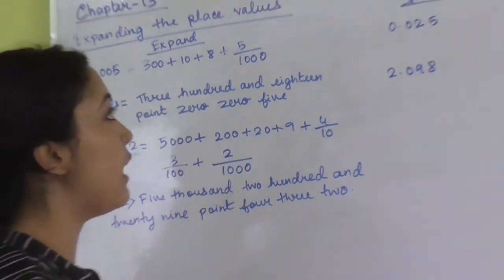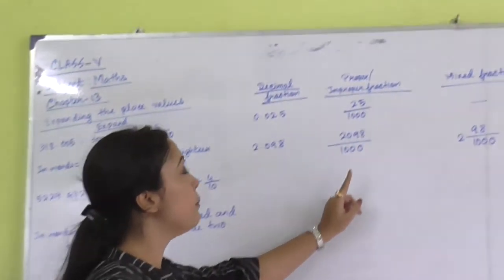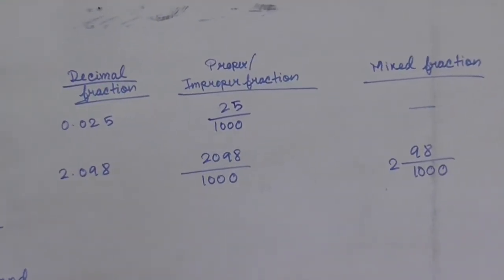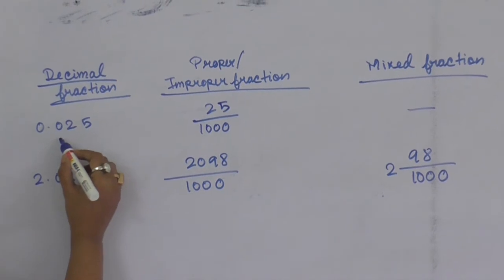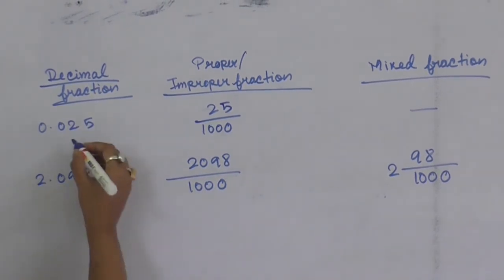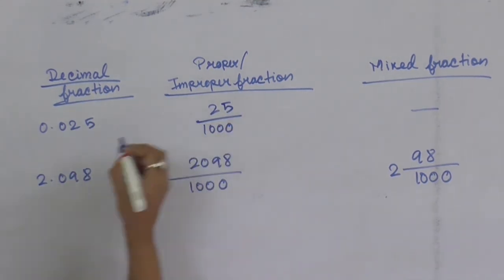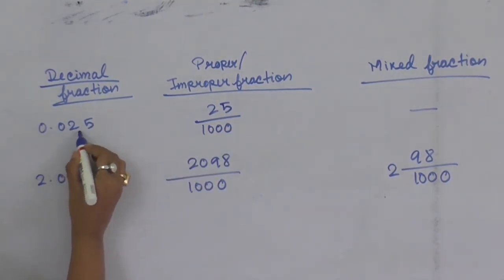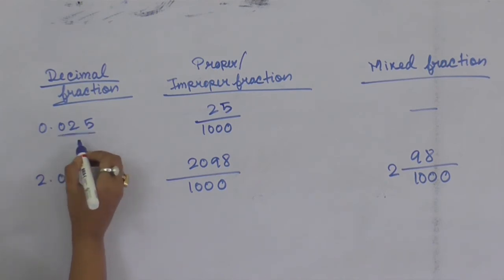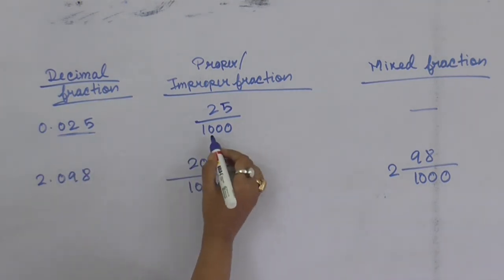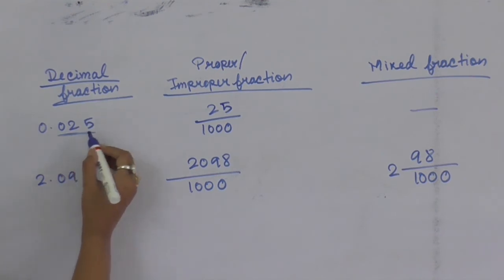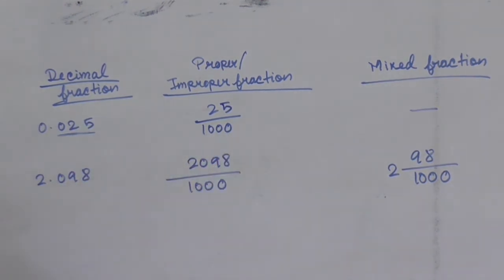Next I will show you how to convert the decimal fraction into proper and improper fraction and how to convert it into mixed fraction. So here one decimal number has been given, 0.025. What I will do is write this 25 over here. Next you can see that on the right hand side of the decimal point, 3 digits have been given. So I will take 3 zeros, since 3 digits are given. So it is becoming 1000.